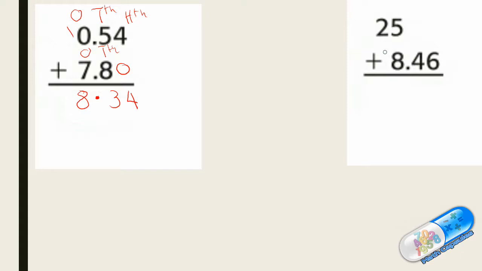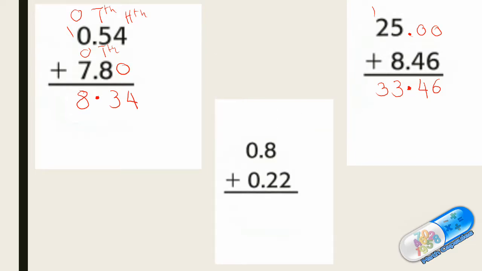As you see here, 25 is a whole number. We don't have a decimal point. So we can annex a decimal point and we put 2 zeros to have the same number of digits after the decimal point. Now we can add normally, but put the decimal point first. Now add 0 plus 6, 6, 0 plus 4, 4, 5 plus 8, 13, 3 and carry 1, 1 plus 2, 3. So the answer will be 33 and 46 hundredths.